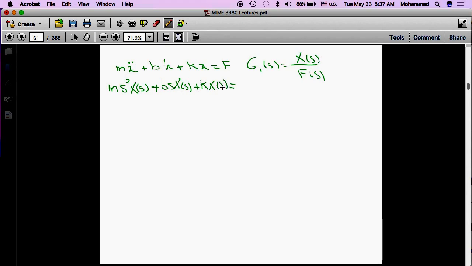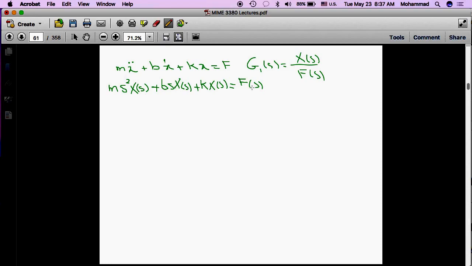The last one, what will happen to f? F is a function of time when it's in differential equation form. How would it transform to Laplace domain? There's no differentiation, no integration. The only thing we know is it's a function of time. So it will become f of s. Okay, so we have everything that we need to form the transfer function model.